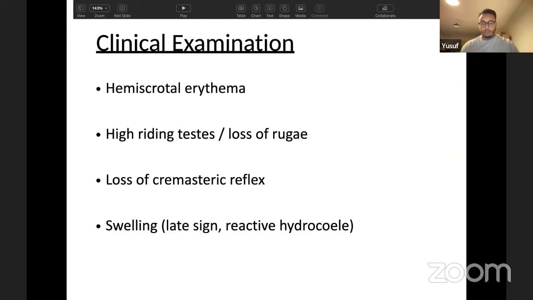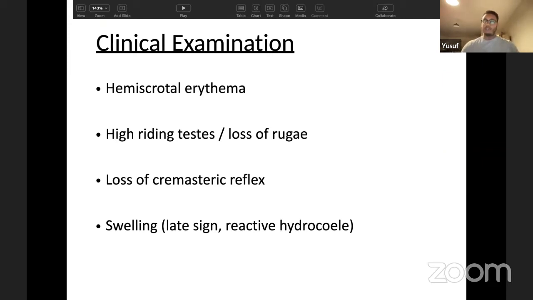But with younger children who've not got any risk factors for any of that, things like idiopathic scrotal edema need to be in the back of your mind as well. We won't go into that too much. You'll get a high riding testis, that's very important, and you'll get loss of the rugae, which are the normal folds in the scrotum. And this is a clinical finding really to differentiate a torted testis from other testicular pathology that's less serious. You have loss of the cremasteric reflex.